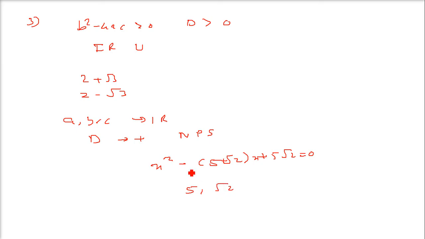Let me tell you again: if a, b, c are irrational and b square minus 4ac, the discriminant, is positive but not a perfect square, then the roots may not come in conjugate pairs. This is an example. There is one more result.